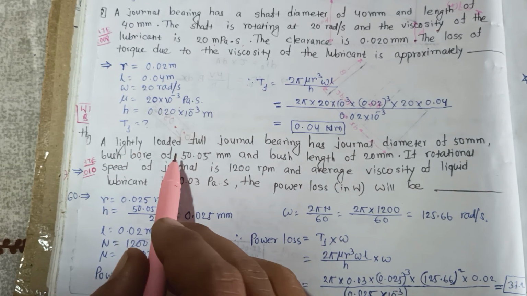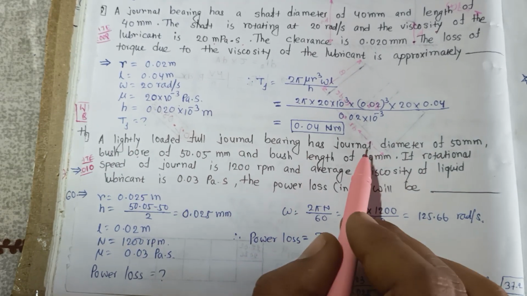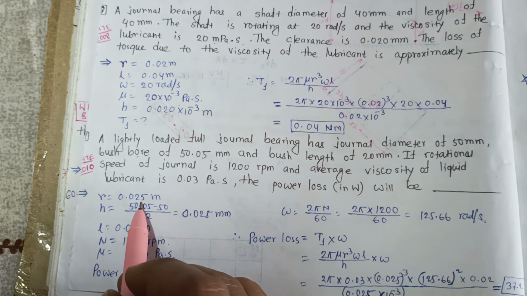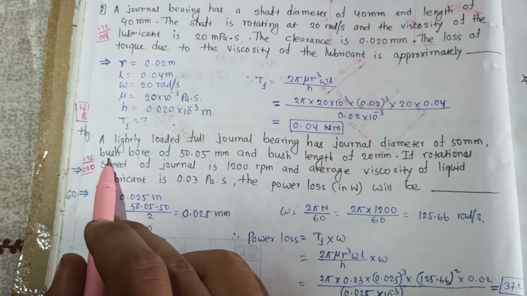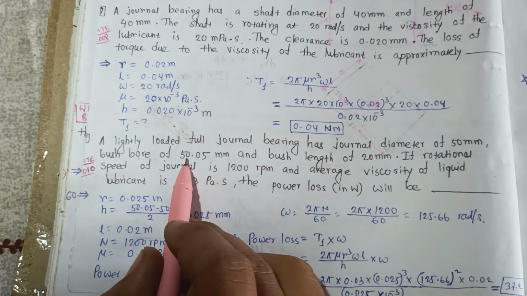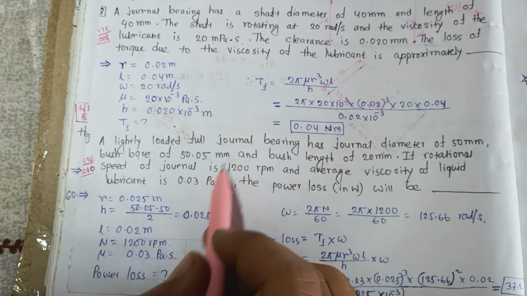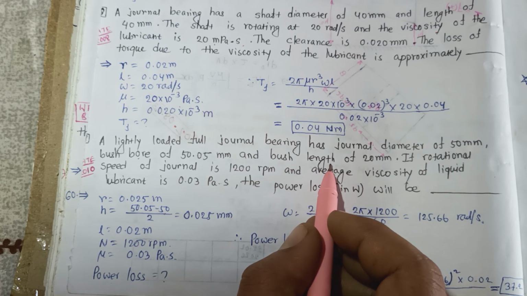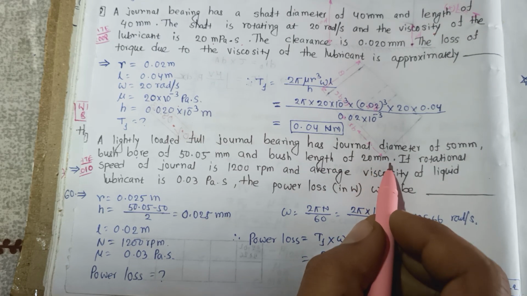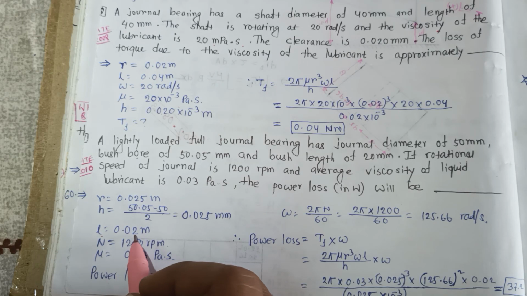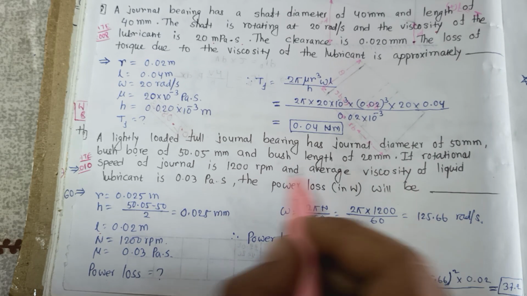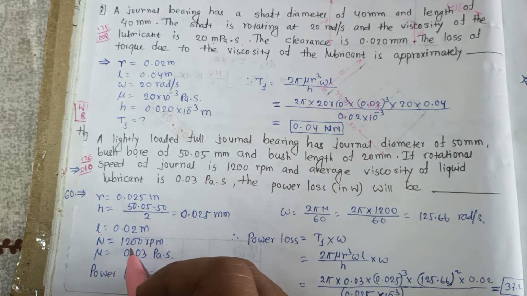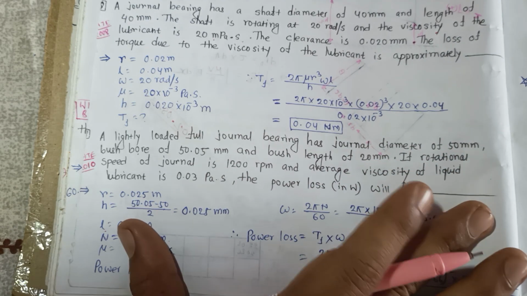A lightly loaded full journal bearing has a journal diameter, so the diameter is given, so what is the radius? That is 0.025 meter. Bush bore of 50.05 mm. From here you can calculate the H, and bush length of 20 mm. So L is equal to 0.02 meter. Angular speed is given in RPM, so N is equal to 1200. Try to solve this similar question.